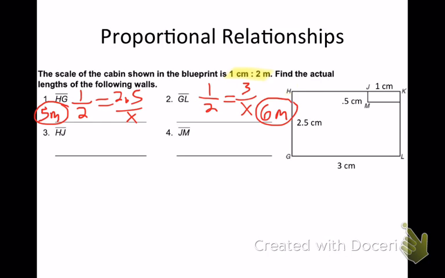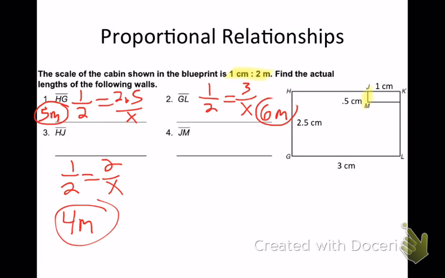And HJ. What about HJ here? Set up a proportion for HJ. Spence, what are you thinking? What's the length of HJ going to be? Okay, so number 3 here. 1 over 2 equals... Well, what's the length of HJ going to be, Spence? So 2 over x, then you work it out. What's HJ's actual length going to be, Spence? 4 meters. Nice job. And 4, I need to find the length of JM.